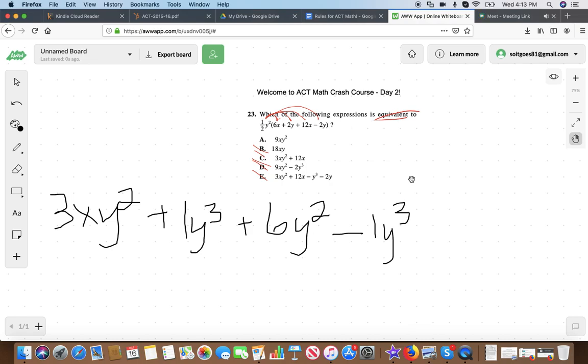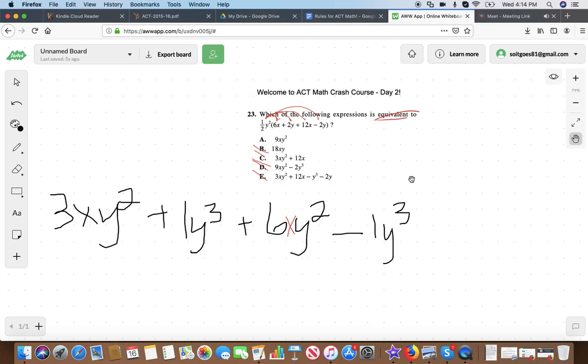Wouldn't that be 12? Sorry, that would be 6xy squared. 6x, right? Yeah. That's right. Don't worry about it. I'll just plug an x in there. Okay. Is that it? Yeah.